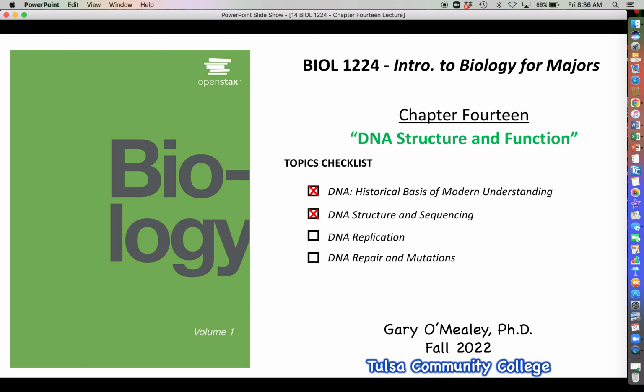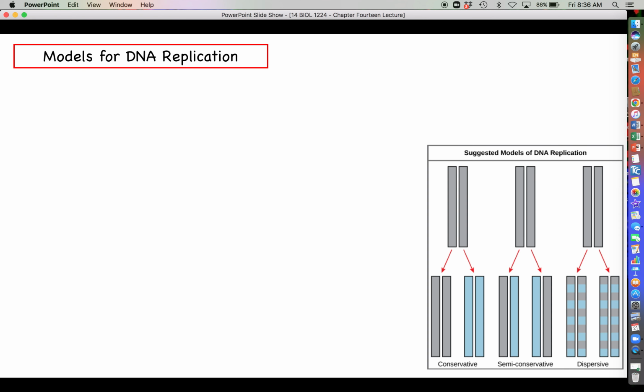Okay, in this video, we are going to start talking about the actual process of DNA replication in both prokaryotes and eukaryotes. And we're going to see that the process is actually very similar between the two, but there are a couple of differences that we will want to take note of. So we got a lot to get through, so let's go ahead and get started here.